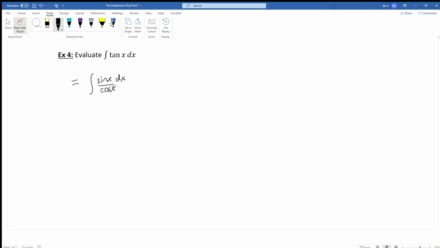And notice that if I take the derivative of cosine, I do get negative sine. So I can work with that. So let's give that a shot. We'll let u be equal to cosine of x. Then the derivative with respect to x is going to be negative sine of x.